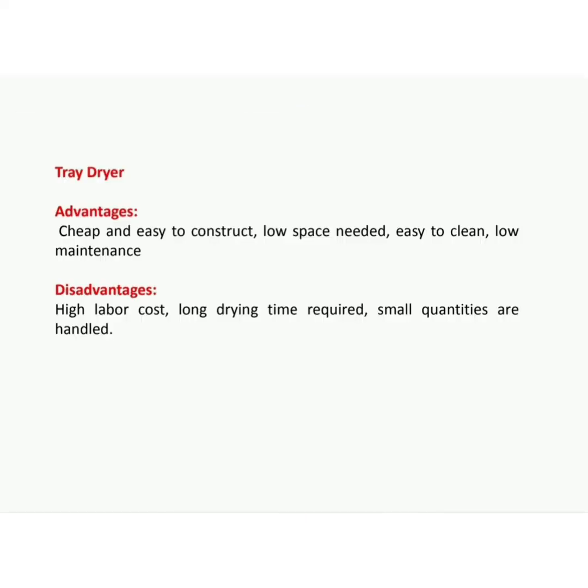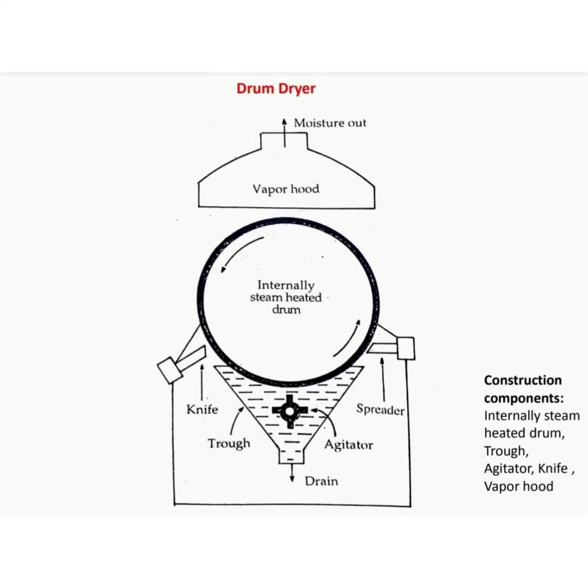Advantages of tray dryer: cheap and easy to construct, low space needed, easy to clean, and low maintenance. Disadvantages of tray dryer: high labor cost, long drying time required, small quantities are handled. Now let's see drum dryer.